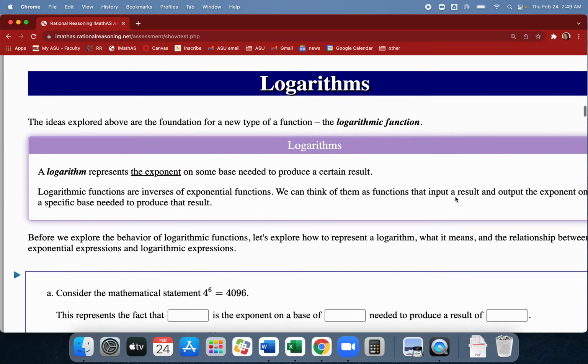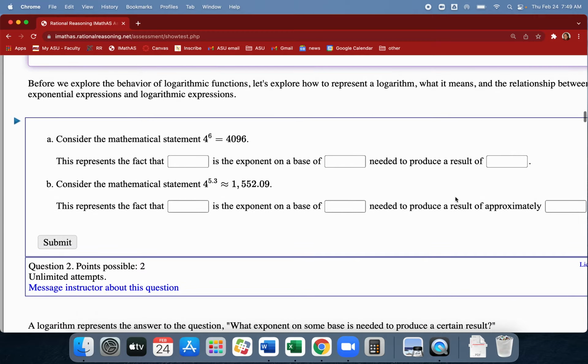There's a whole video about that idea. So this is question 2 in this lesson. Consider the statement 4 to the 6th power equals 4096. So that's an exponential expression. We're kind of used to those, seen them a lot. It's got all numbers, no x's or anything. But looking at this, there's 3 blanks to fill. It says blank is the exponent on a base of blank, needed to produce a result of blank.